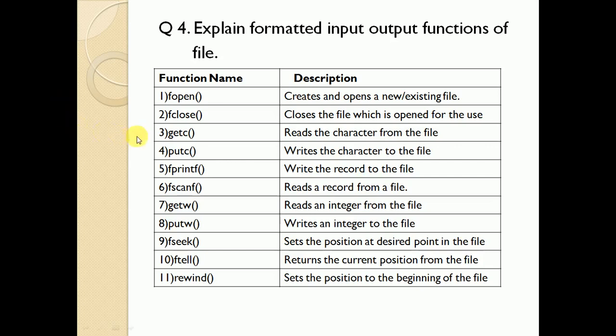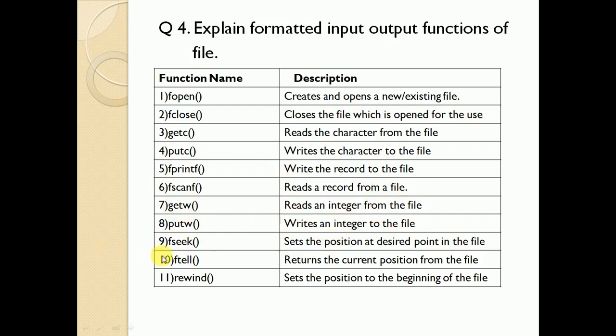Then getc. Getc reads a character. C means character, so it is reading a character from the file. Then putc. Like getc, putc means you are writing a character to the file. Fprintf is writing a record to the file. Fscanf means reading a record from a file. Getw: W indicates an integer number here, so it reads an integer from the file. Putw writes an integer to the file.